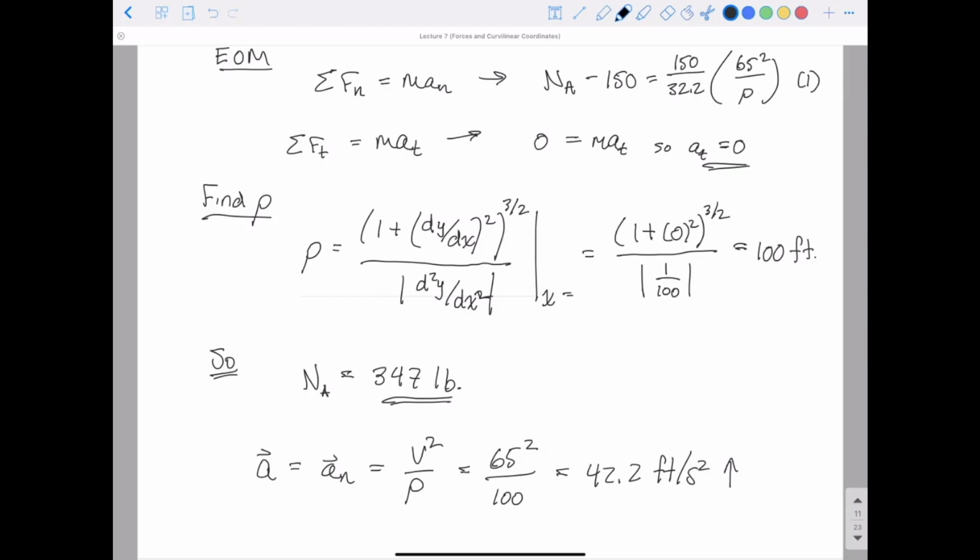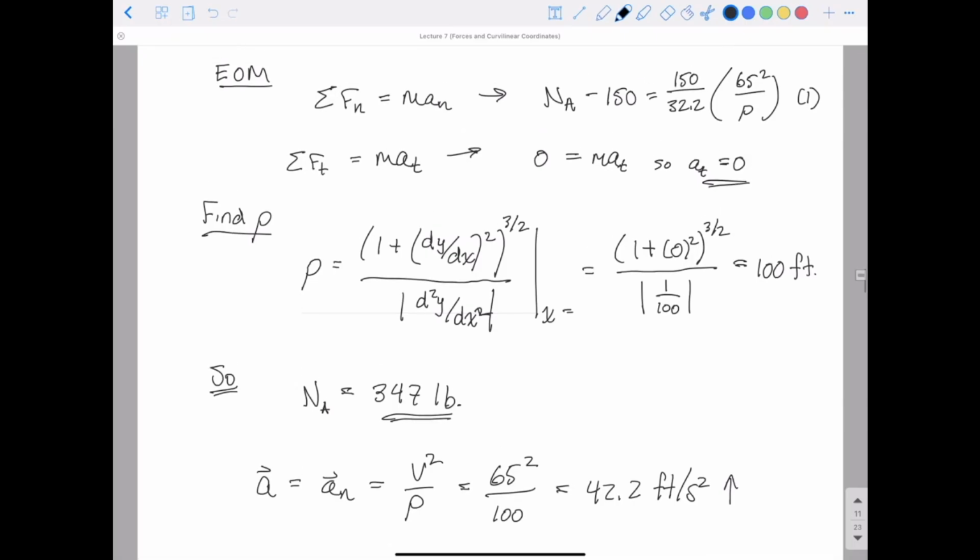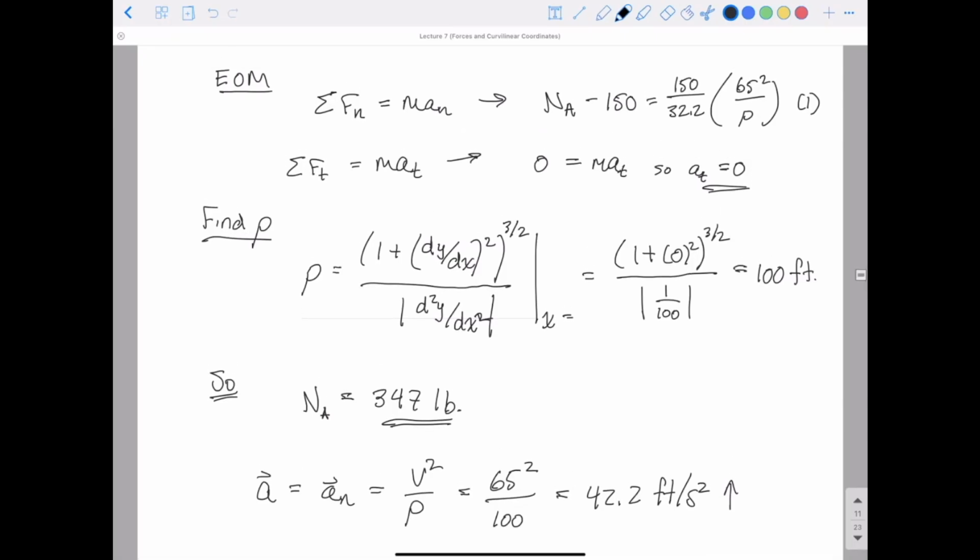Okay, and I see it now because of the first equation. It says N_A minus the weight. So if there was no acceleration, no a_n, then in that case it would equal 0. Then in that case, N_A equals 150, exactly. Yeah. Okay, I see it from the equation now.